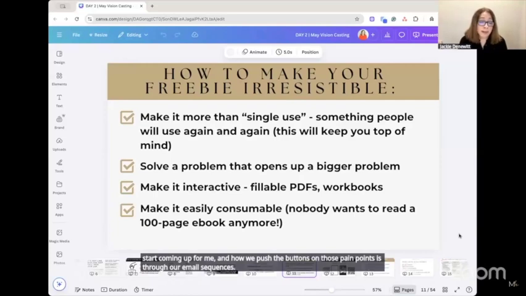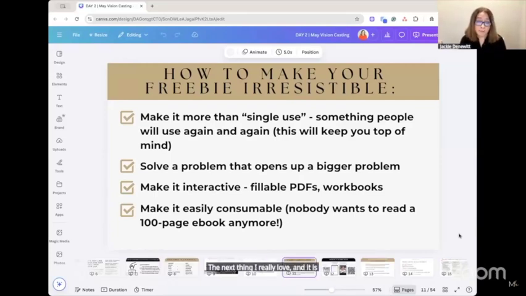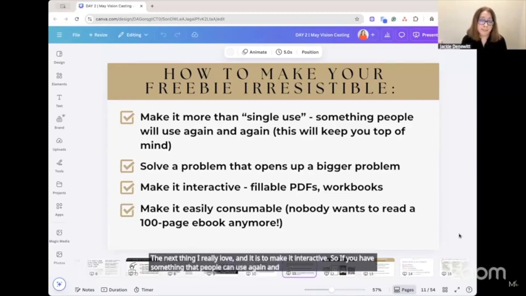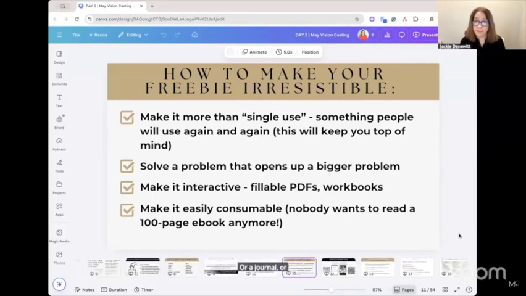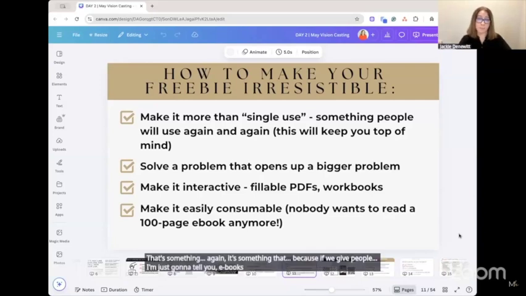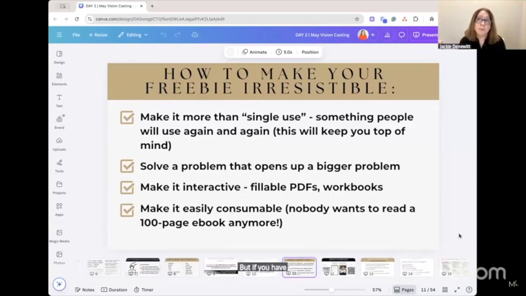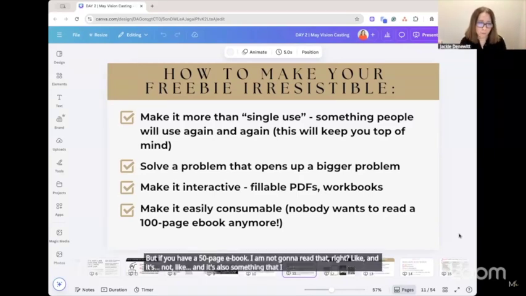The next thing I really love is to make it interactive. So if you have something that people can use again and again, a great example of this would be a planner or a journal or a template that people could use over and over again. I'm just going to tell you, ebooks are not my favorite thing. And I apologize to any of you that have an ebook, but if you have a 50-page ebook, I am not going to read that, right?